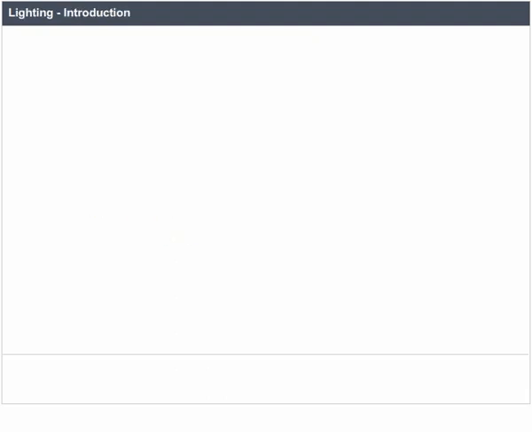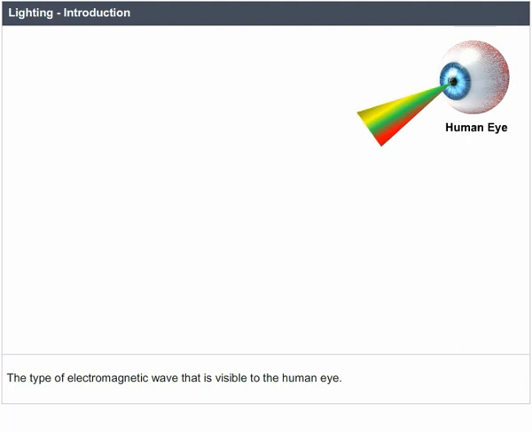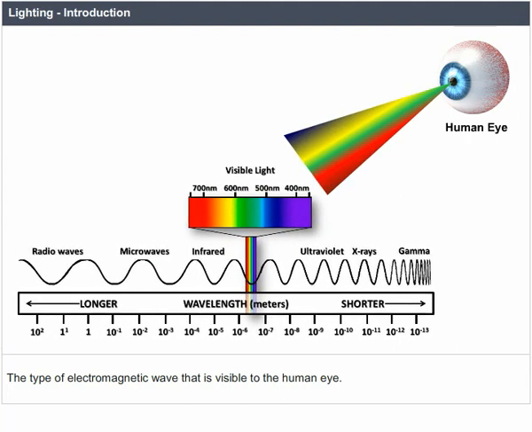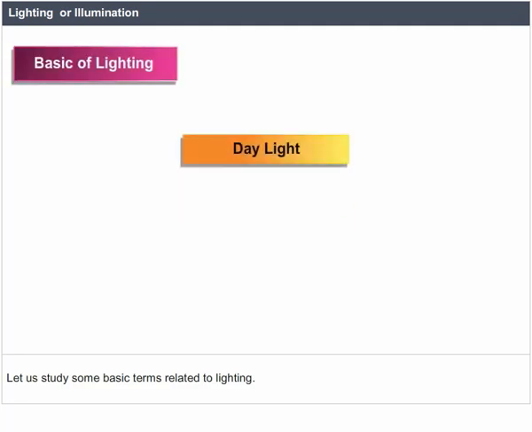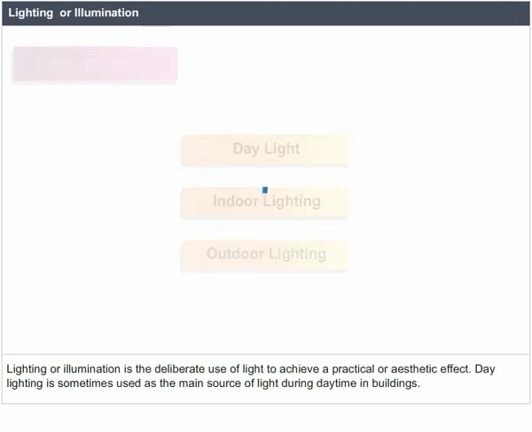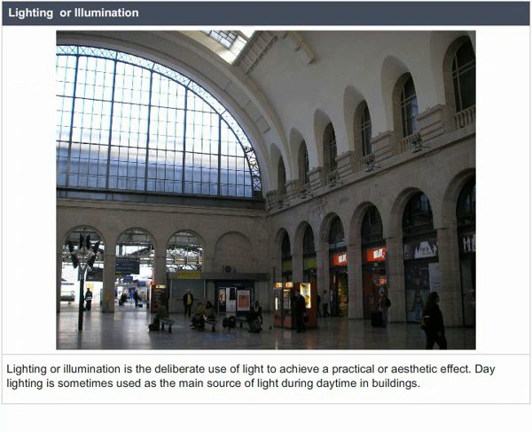Lighting introduction. The type of electromagnetic wave that is visible to the human eye. Lighting or illumination. Let us study some basic terms related to lighting. Daylight, indoor lighting, outdoor lighting. Lighting or illumination is a deliberate use of light to achieve a practical or aesthetic effect.